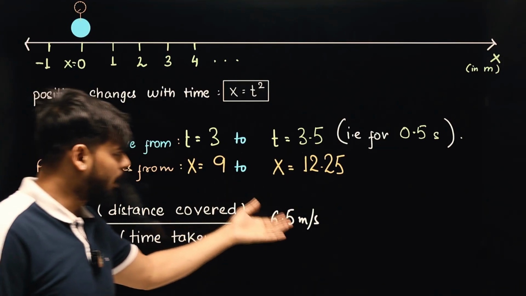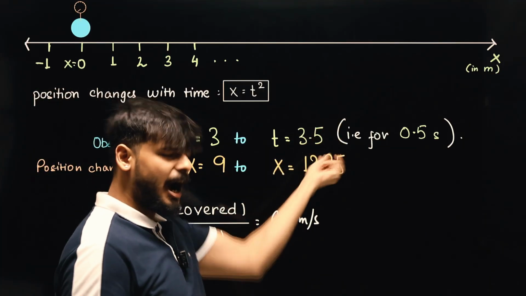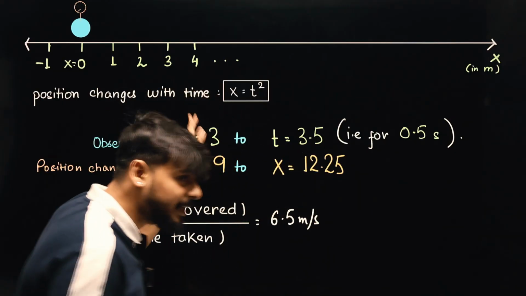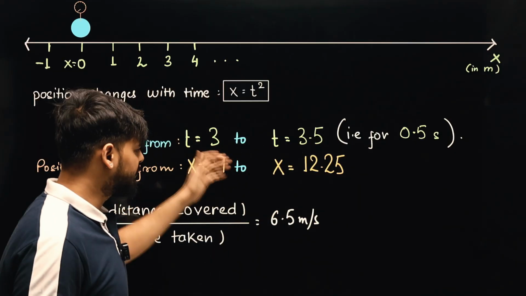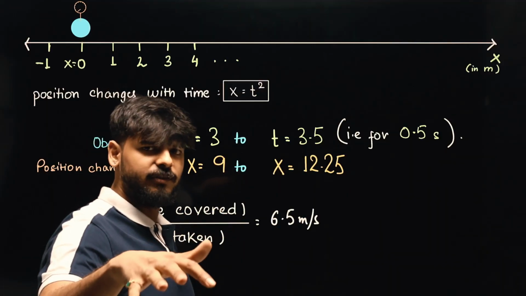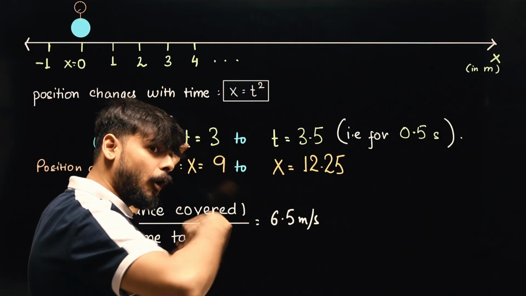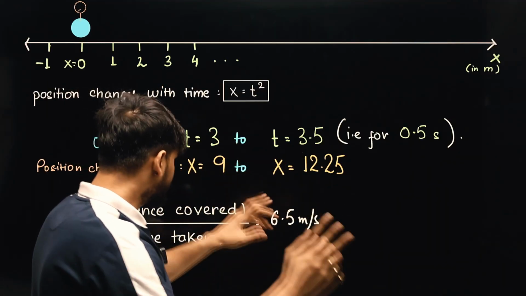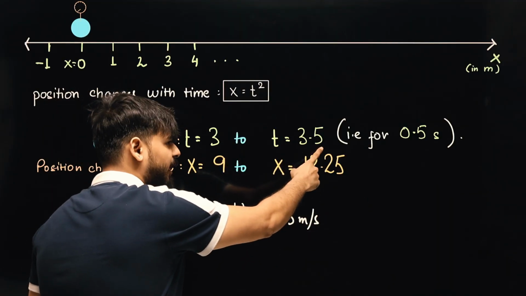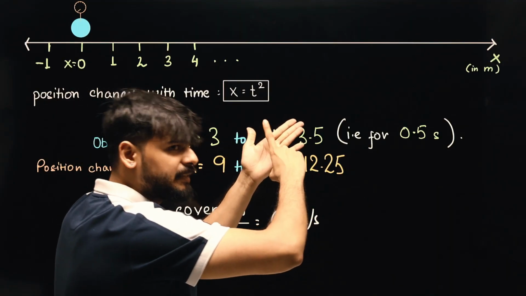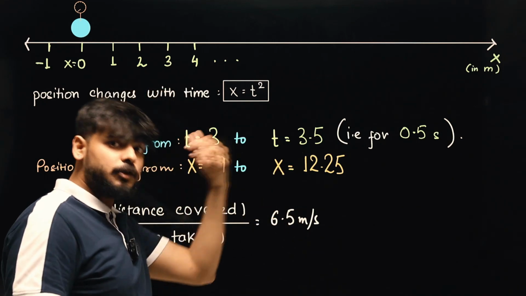But don't you think this is also an average speed over this half second and not truly the speed at the third second? We can say that at the third second the speed is roughly 6.5, but remember, for this body the speed is always increasing. So even from t equal to 3 to t equal to 3.5, the speed of the body must have increased, and this value is just an average over this interval.